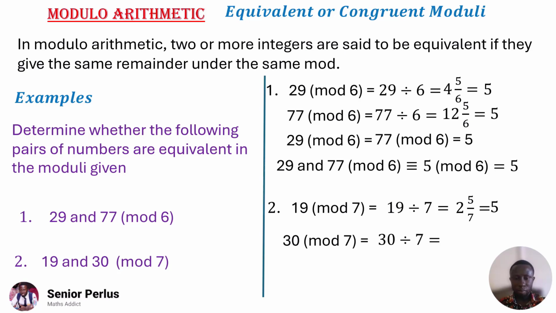30 mod 7. That's 30 divided by 7, and the remainder is 6. So they are not the same. This one is not congruent or equivalent. So 19 mod 7 is not equal to 30 mod 7, and this one is not equivalent or congruent.